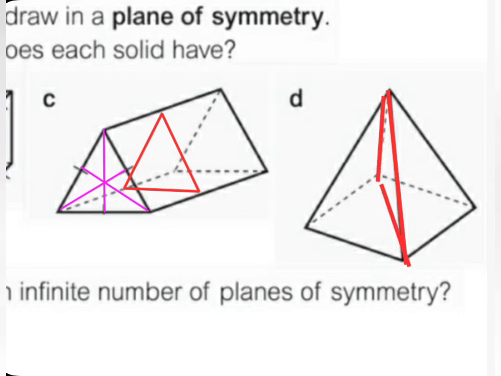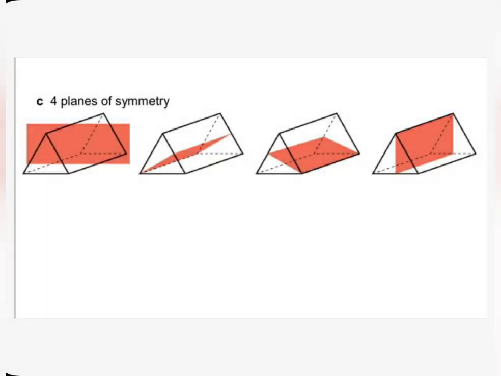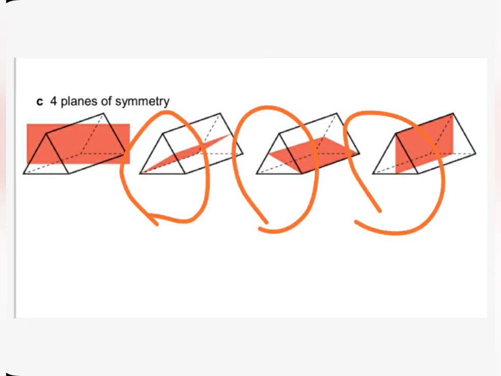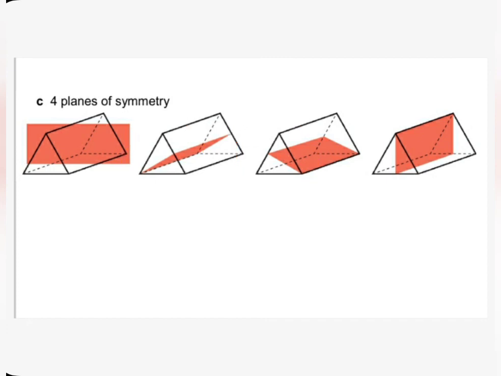Now let me show you a picture for C and D, so you can understand the planes of symmetry for shapes C and D. Now this one is C. As we said, we have the 3 which are on the triangle itself, and then we have the one in the middle that divides the shape into 2 identical parts. So for C, or the triangular prism, we have 4 planes of symmetry.